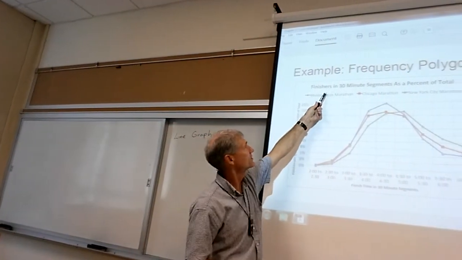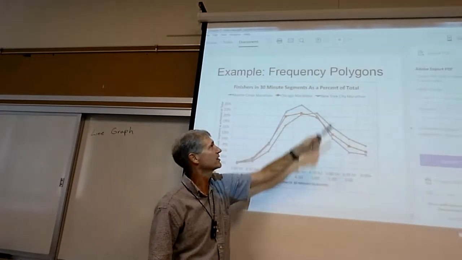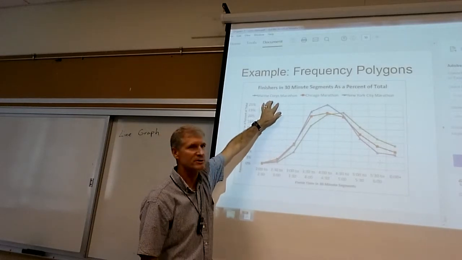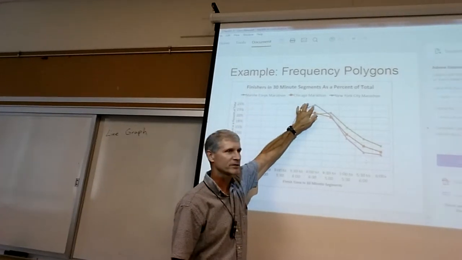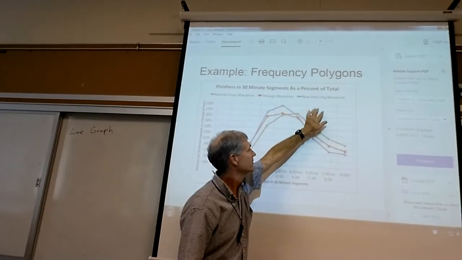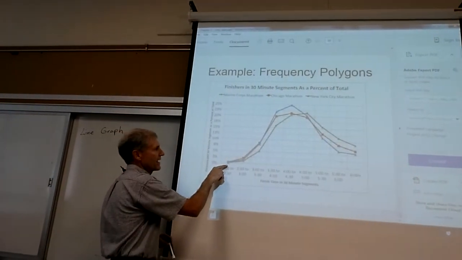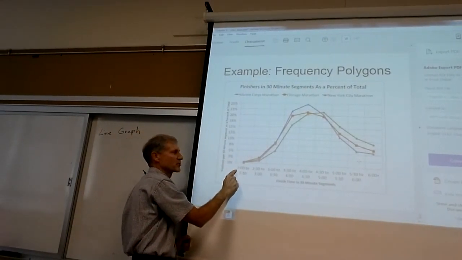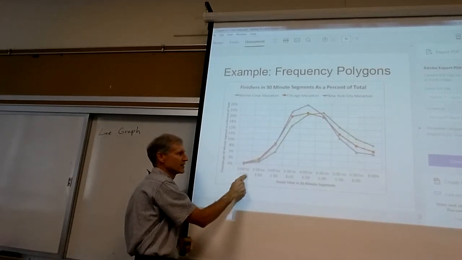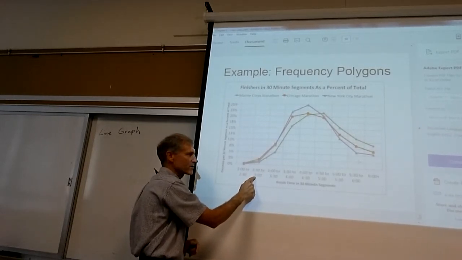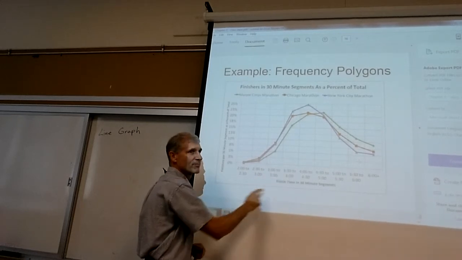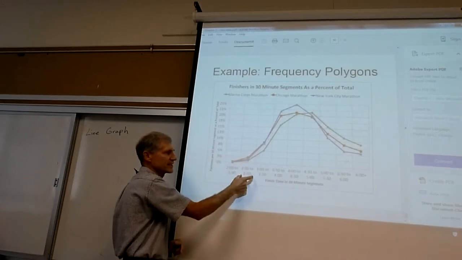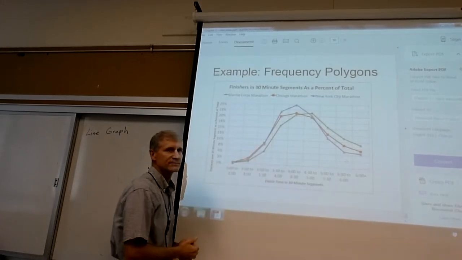This is finishers in 30-minute segments as a percent of the total in 3 of the biggest marathons in the United States. So this is the Marine Corps Marathon, which is in Washington, D.C., Chicago Marathon, and New York City Marathon. And it's just the percent of people who ran 2 hours to 2 hours and 30 minutes, 2:30 to 3 hours, 3 hours to 3:30, and so on. Understand? And then the dot is just what percent of people finished in that range. And then they just connect them with a line.